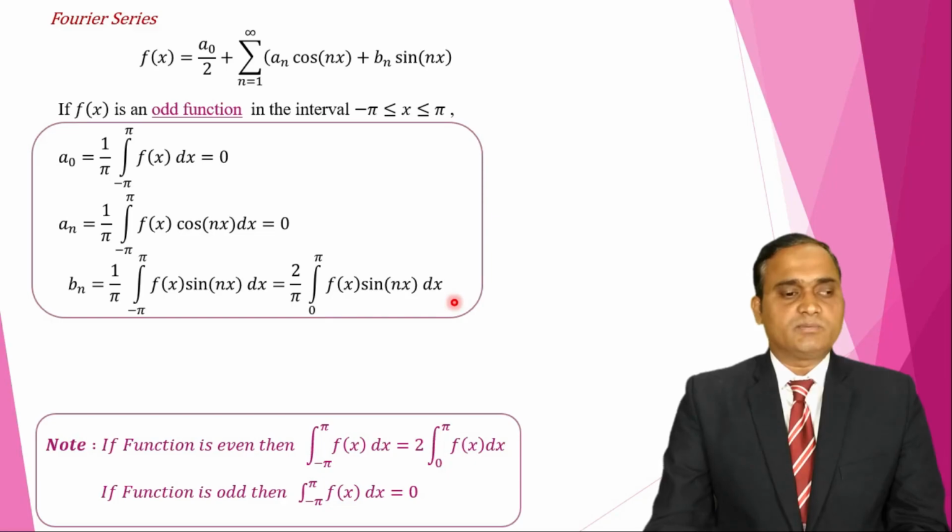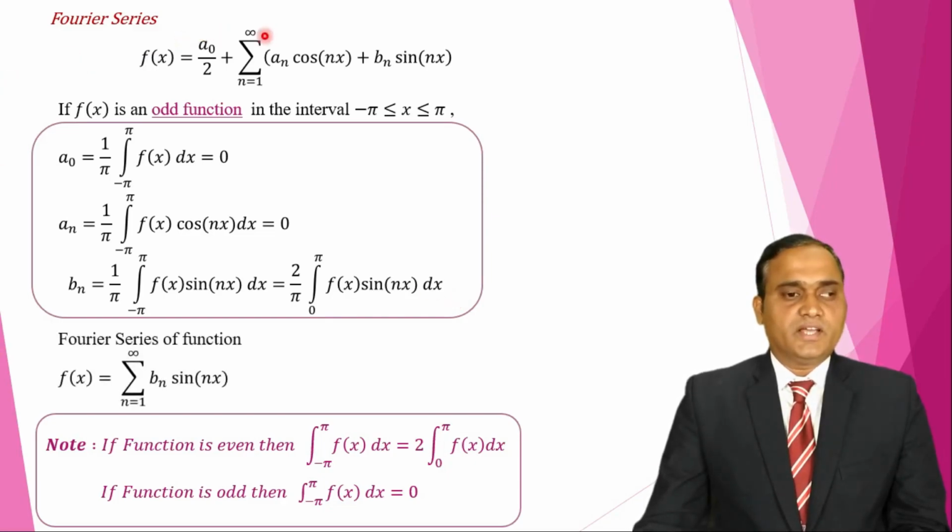Then our Fourier series becomes, now I put here a0 and an values as 0. So only Bn sin nx is remaining in the summation sign. This is our Fourier series. So f of x is the summation of Bn sin nx only.